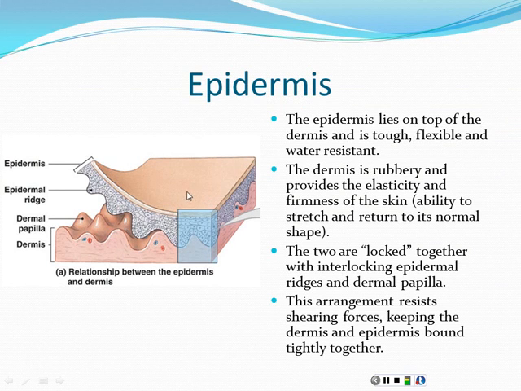So when we look at our skin, what we're seeing is the top of the epidermis. The epidermis is tough, flexible, water-resistant. Underneath the epidermis is the dermis. It's rubbery and dense and elastic. So the epidermis gives us the toughness, and then the dermis underneath gives us the elasticity.